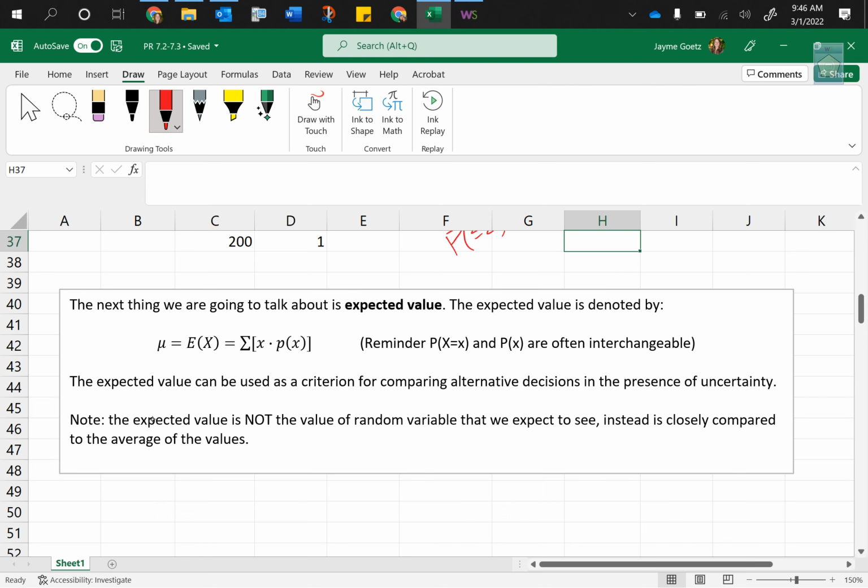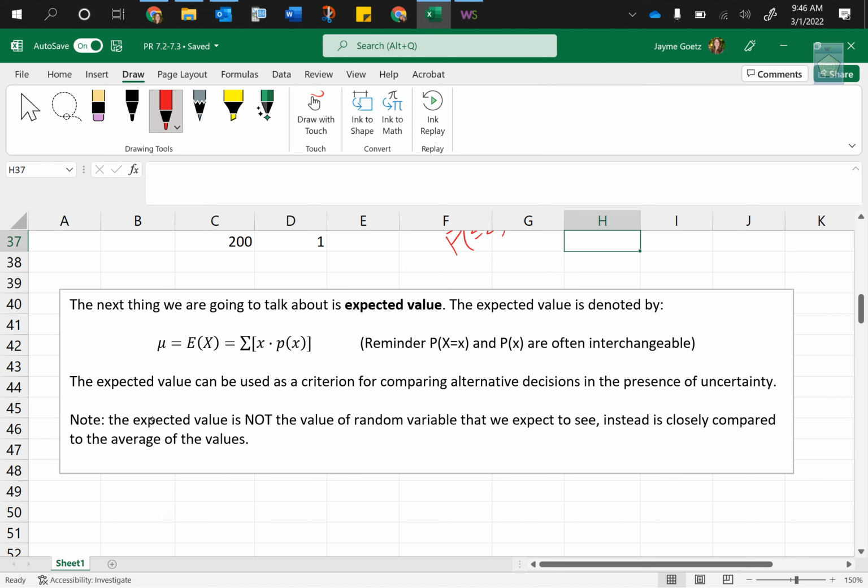So here's the thing. When you hear the words expected value, your brain immediately goes to the place where it's like, this is what I'm expected to find, this is what we expect to happen. But that's not what the expected value is. The expected value is not the value of a random variable that we expect to see. Instead, it's closely compared to the average of the values. That's why expected value has the symbol of mu, because it's very, very close to the average.